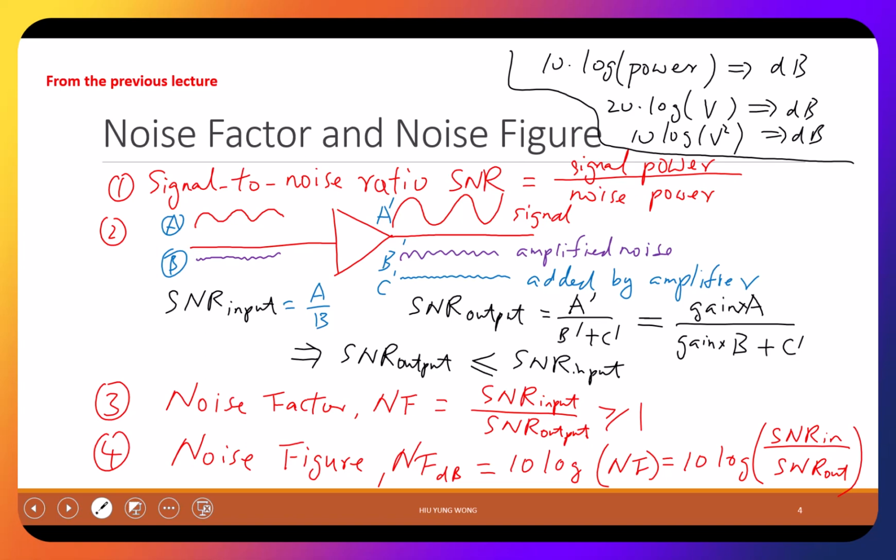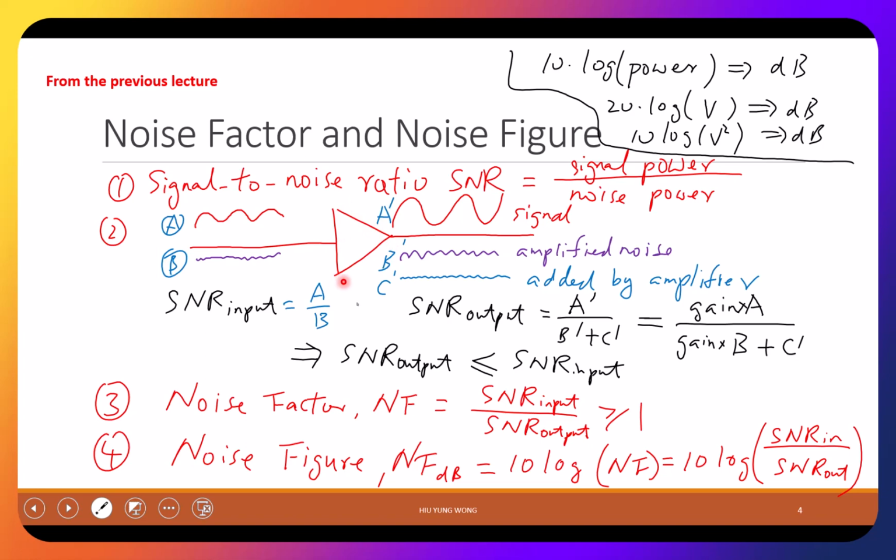Now, if no, then the issue is this. This is the input. I have this amount of signal and I have this amount of noise. After an amplifier, the signal got amplified. The noise also got amplified. They will be amplified by the same amount, right? Like 10 dB, or increased by 10 dB.